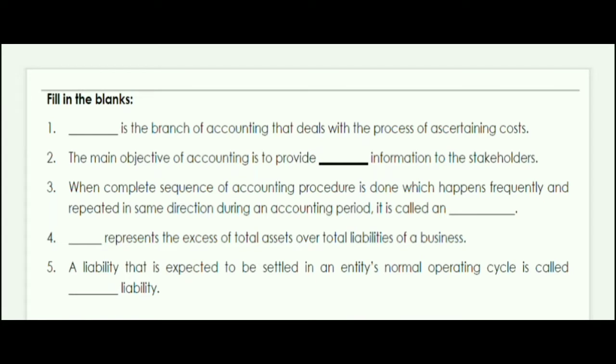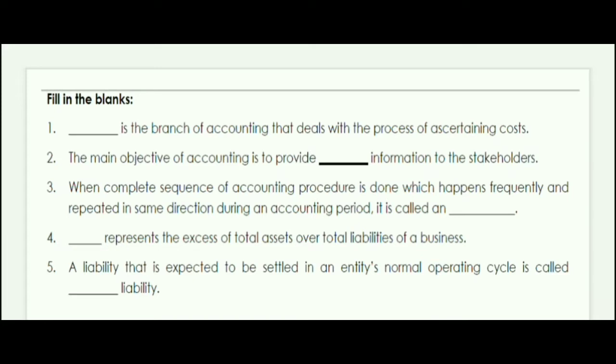I repeat, accounting cycle, spelling will be ACCOUNTING, accounting cycle, CYCLE. Once again I repeat the question and answer. When a complete sequence of accounting procedure is done, which happens frequently and is repeated in the same direction during an accounting period, it is called an accounting cycle.